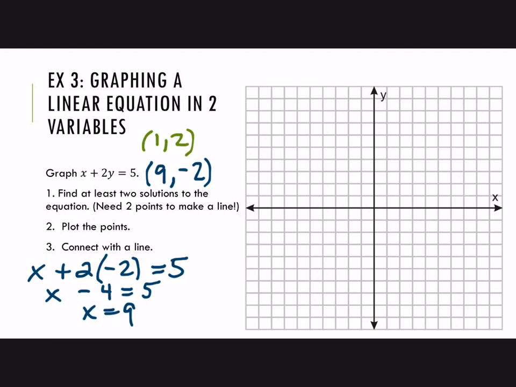So let me plot those 2 points, (1, 2) and then (9, -2). And then your third step, connect them with a line. I'm going to try to draw as much of the line as possible, just until it runs off the graph, and then put arrows on the ends to show that the line continues. And that's it.